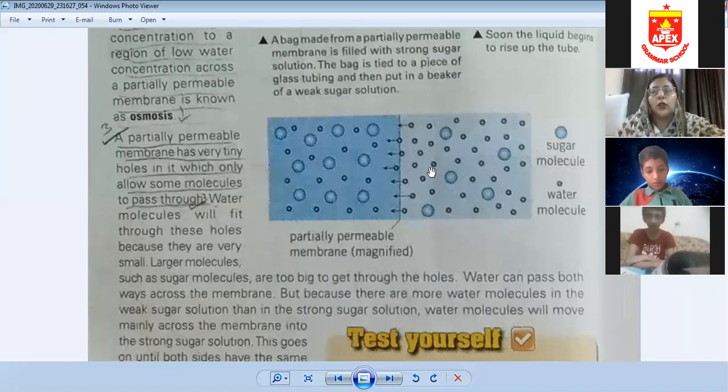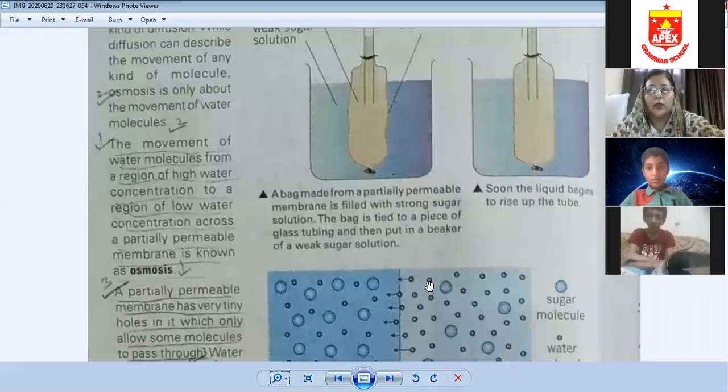I have shown you this diagram above, in which the strong solution is in the bag and outside it is a weak sugar solution. So the water molecules present in the weak sugar solution will enter into the partially permeable membrane. But this is filled with sugar and water, so sugar molecules cannot come outside the membrane. This is explained here.